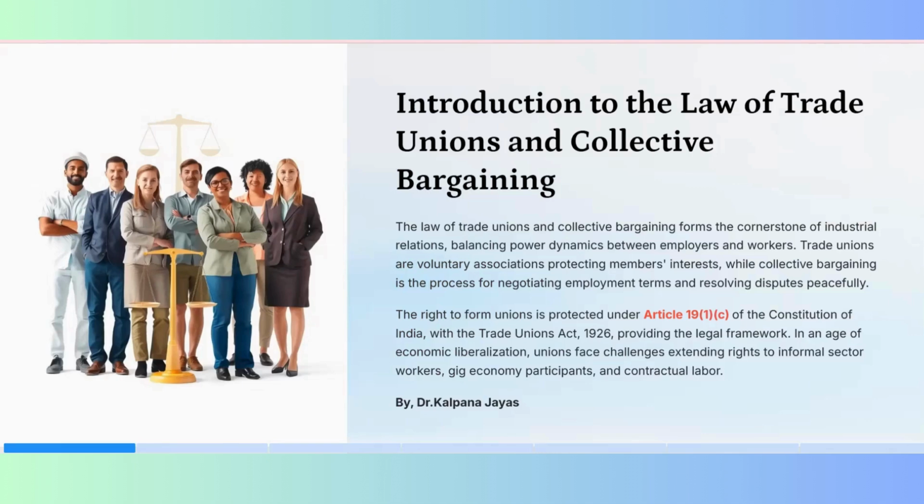In the age of economic liberalization, unions face challenges extending the right to informal sector workers, gig economy participants, and contractual labor.